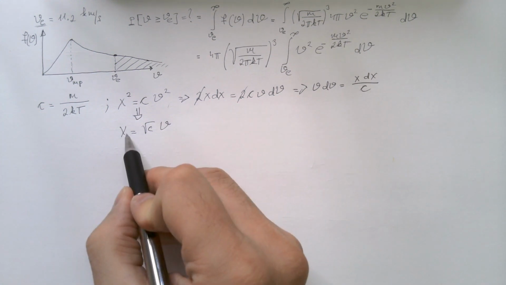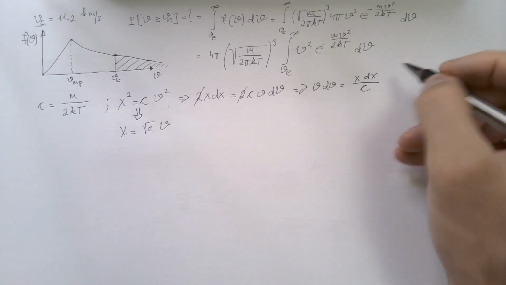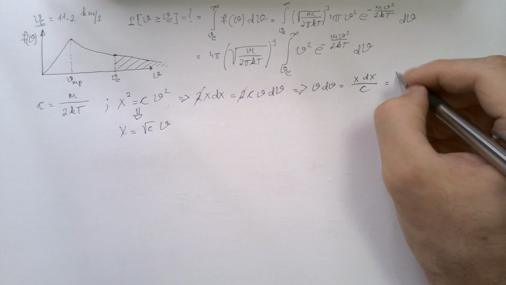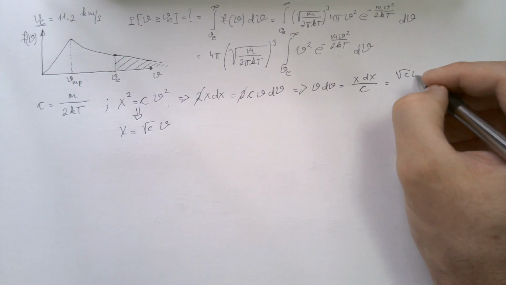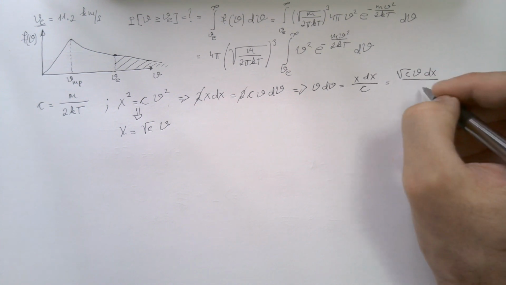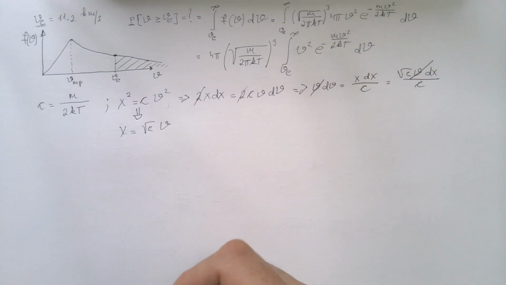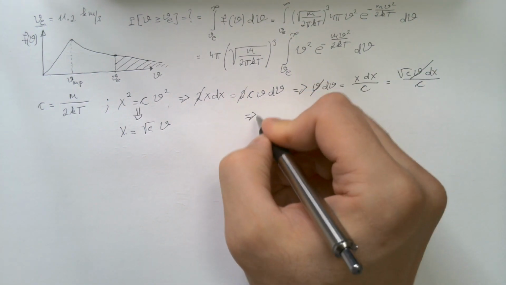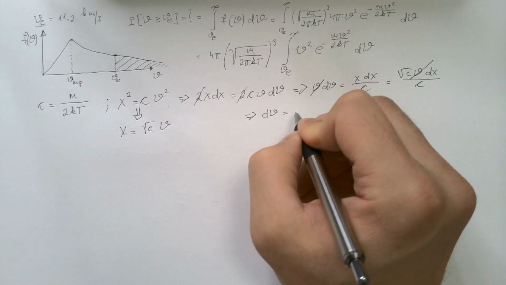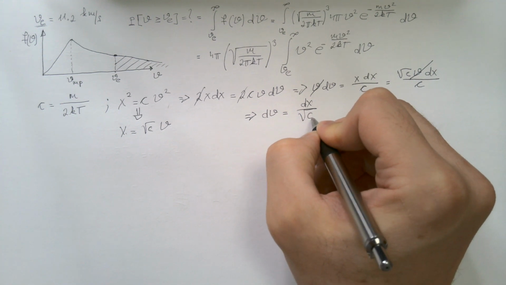But x I can substitute here to be square root of cv, so I get that right hand side here is square root of c times v times dx divided by c. And now notice that v and v cancel, and at the end I get that dv is equal to dx divided by square root of c.